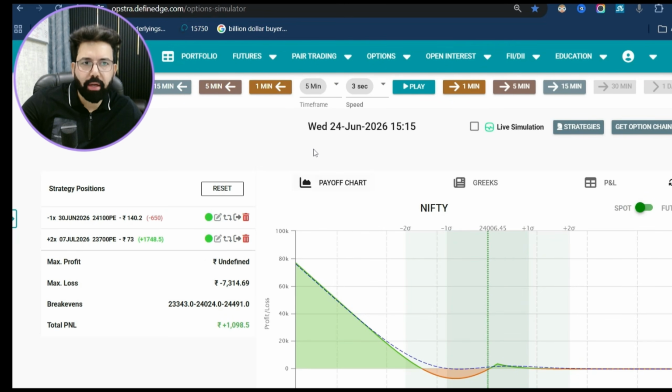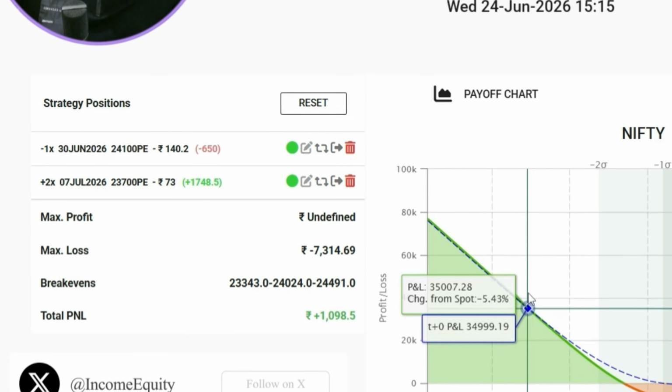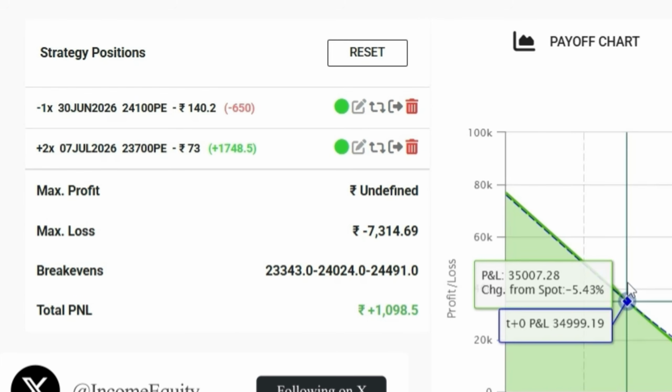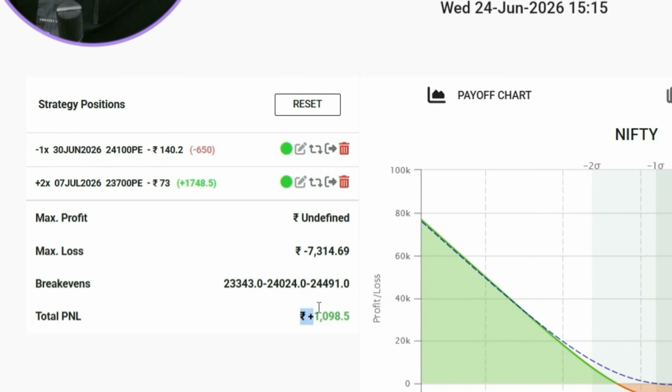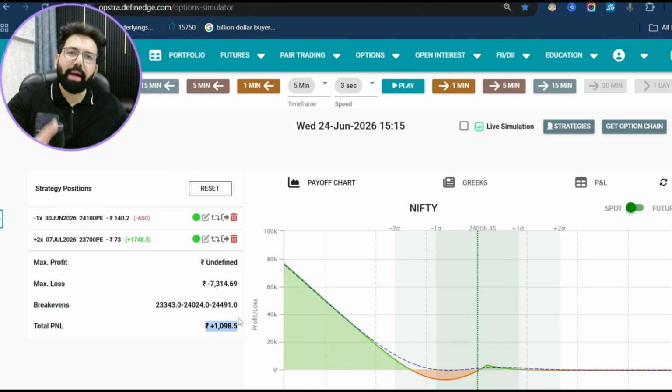Now what do you see here? Instead of going down and really taking advantage of this green slope, the market has gone up. This is a difficult example. And here what you see is on a capital deployment of around 30,000, the market has gone down and then the market has reverted back. And this is what you see right here.